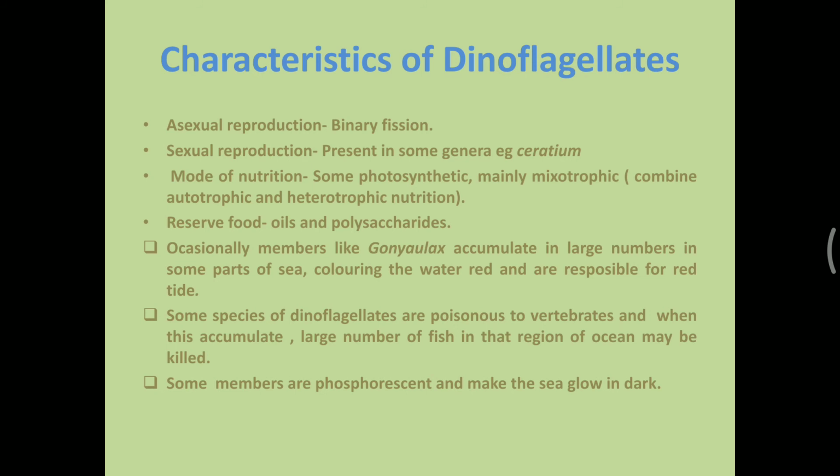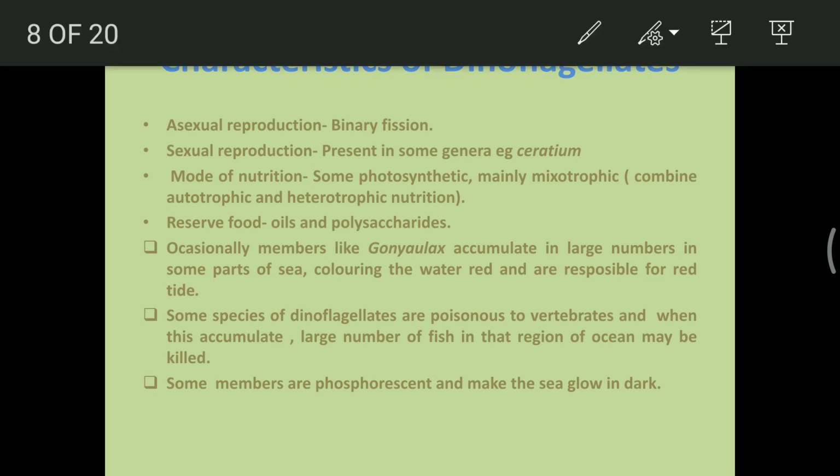The various characteristics of dinoflagellates, we had already seen a few. Binary fission occurs in asexual reproduction, whereas sexual reproduction can be seen in only some of the organisms like Ceratium. Ceratium, C will be capital. Mode of nutrition is mixotrophic, so both autotrophic as well as heterotrophic depending on the environmental condition. Reserve food material is most of the time oil and polysaccharides. Occasionally members like Gonyaulax accumulate in large numbers, and they are the ones responsible for red tides.